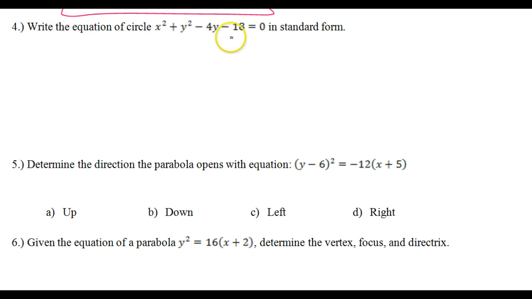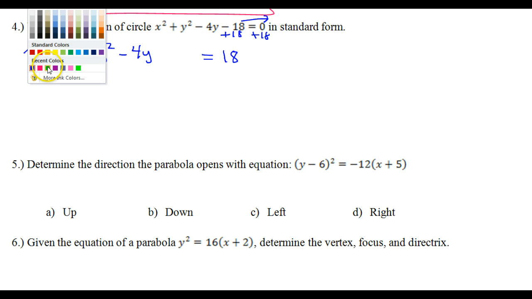Write the equation of the circle in standard form. Well, I see I have my x squared right there and no other x's, so I'm not really going to worry about that. So there's my x squared ready to go. But the y's, I've got y squared minus 4y. I need to move this 18 to the other side, so add 18 to both sides. So I'm leaving a space. I'm going to have equals 18 now because I'm getting ready to complete the square.